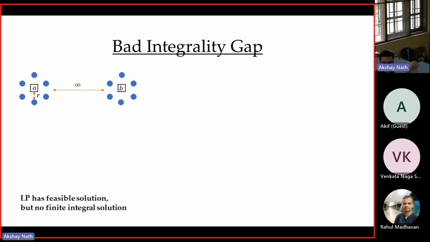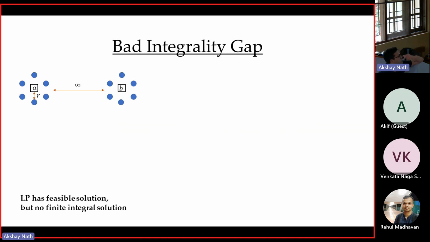Such that for a certain value of R, the LP has a feasible solution. Again, if the LP does not have a feasible solution, my guess R is too small, and I can double my radius. But for a certain small R, the LP has a feasible solution, but there is no integral solution. It's like 3R, 10R. There is no finite integral solution. And this is the example.